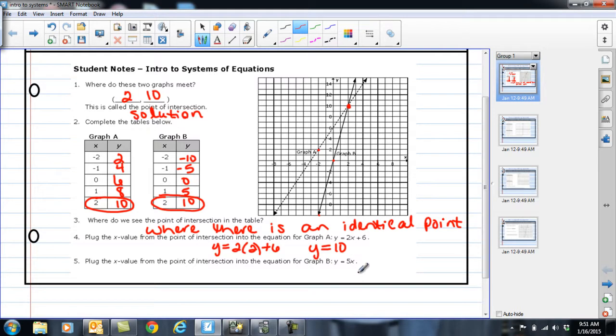We'll do the same thing for graph B. The equation was y equals 5x, so we're going to do y equals 5 times 2, because that's the x value from the point of intersection. If I do that math, I still get that y equals 10, like it should, because from your point of intersection, when x was 2, y was 10.